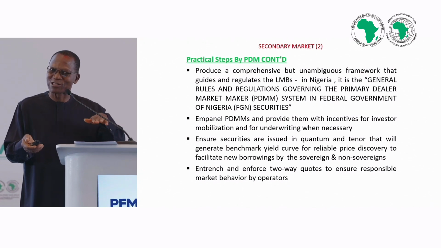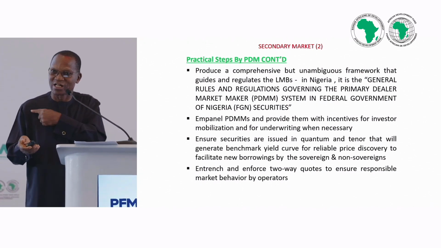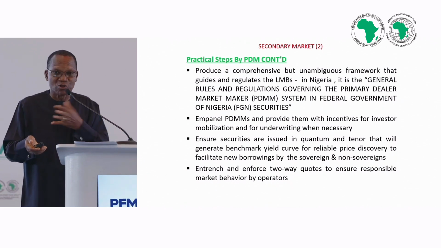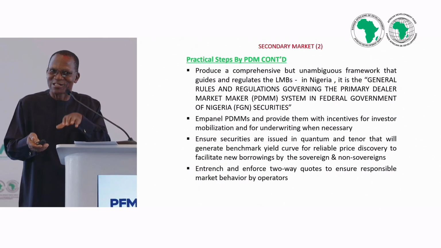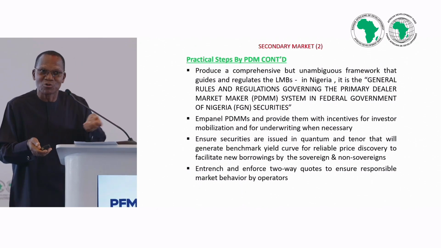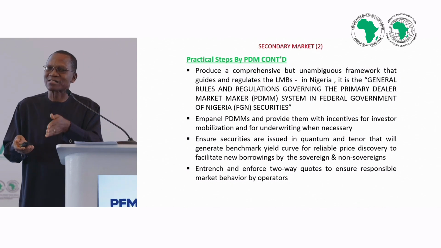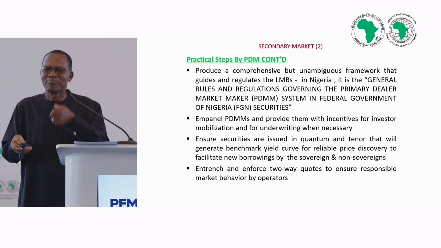Invariably, 90% of the time, it is banks that qualify because of their capital base that has already been determined by the central bank. But some discount houses also qualify. But the important thing is that there's a minimum capital base they must have to be licensed as primary dealer market makers. So one of the things the DMO does to prepare for settlement is to make sure you establish the primary dealing market making system.